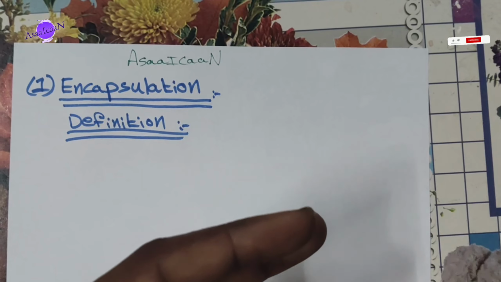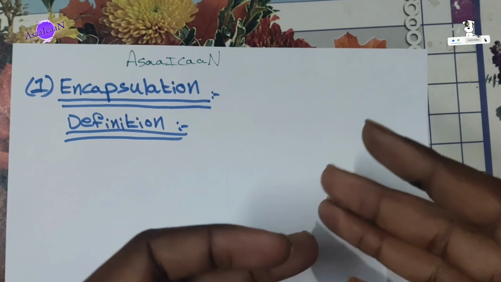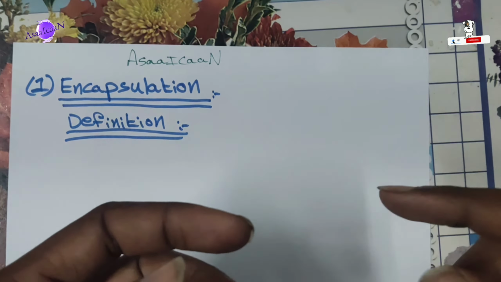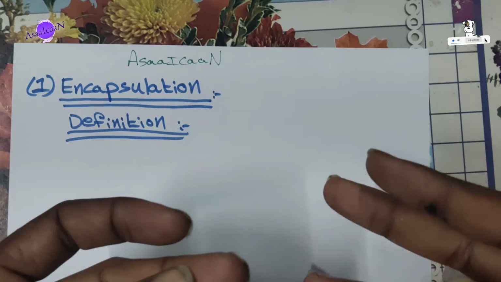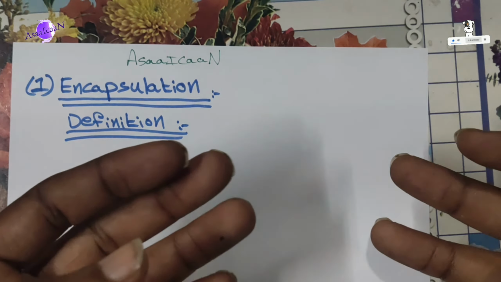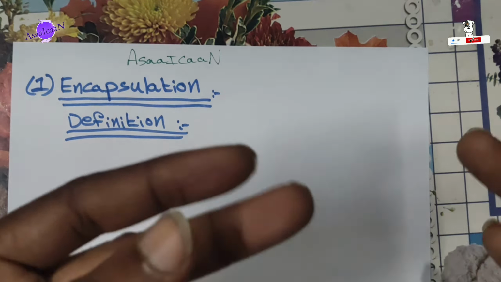So here, what is encapsulation? It means hiding the internal details of an object and allowing access only through specific methods. This keeps the data safe and prevents accidental changes.